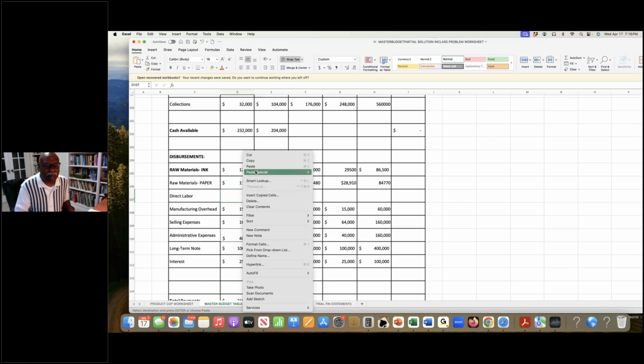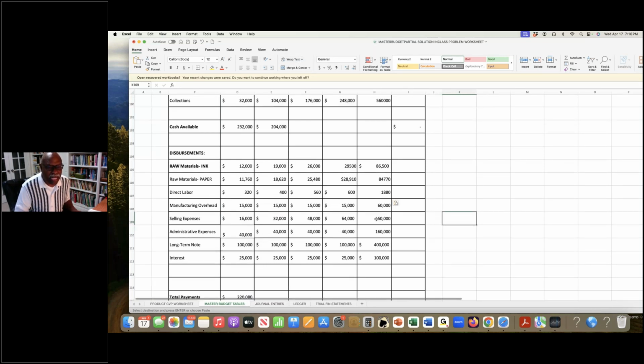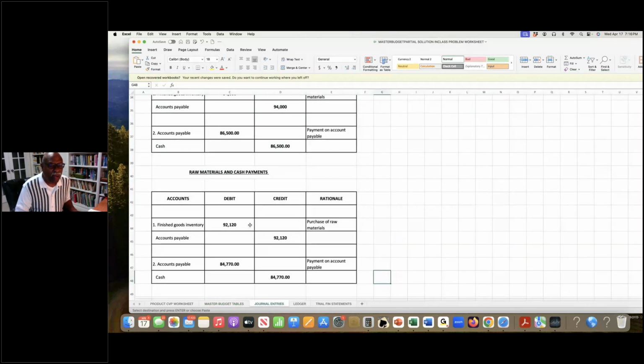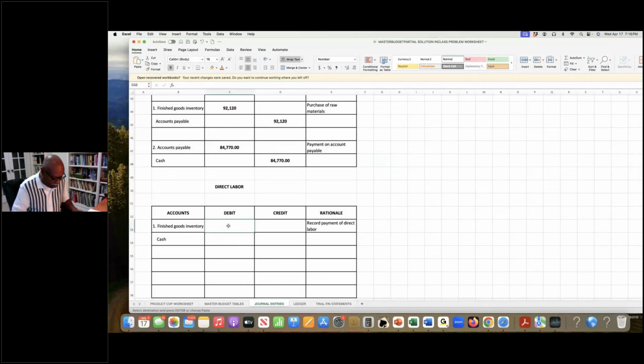So we have everything in here now. We need to make one more journal entry. We paid them $18.80. Those are all the journal entries that we need now, as we lead to the closing entries.